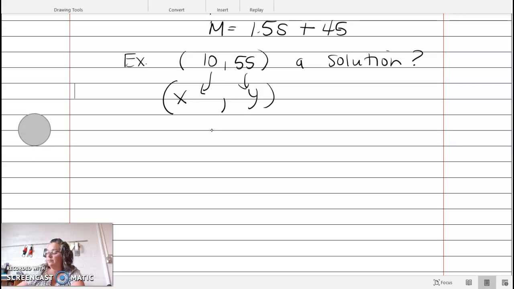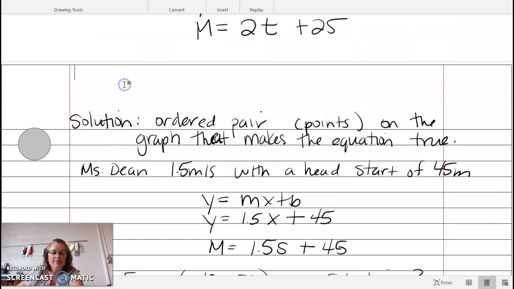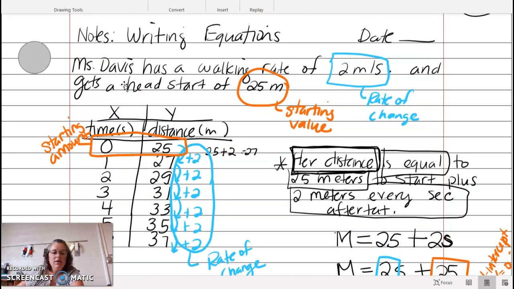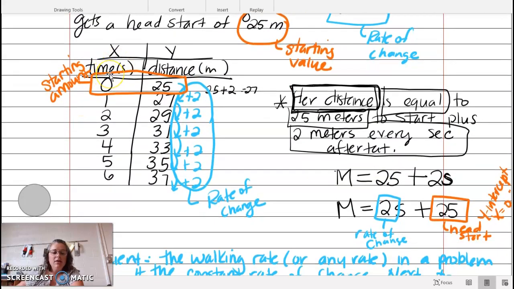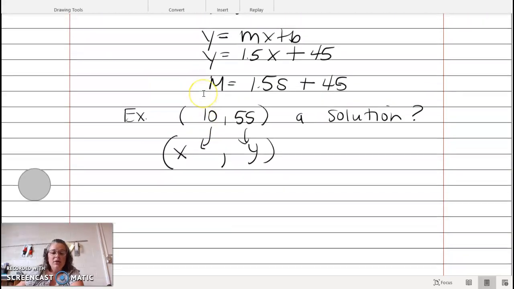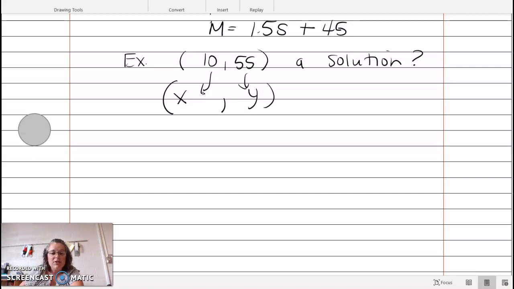So in our table up here, the X column happened to be our time, and then the Y was distance. So when I decipher what this point is saying, this is your time, and this was the distance walked. So your point gives you a whole bunch of information. So this is saying Miss Dean, if she walks 10 seconds, does she walk 55 meters?